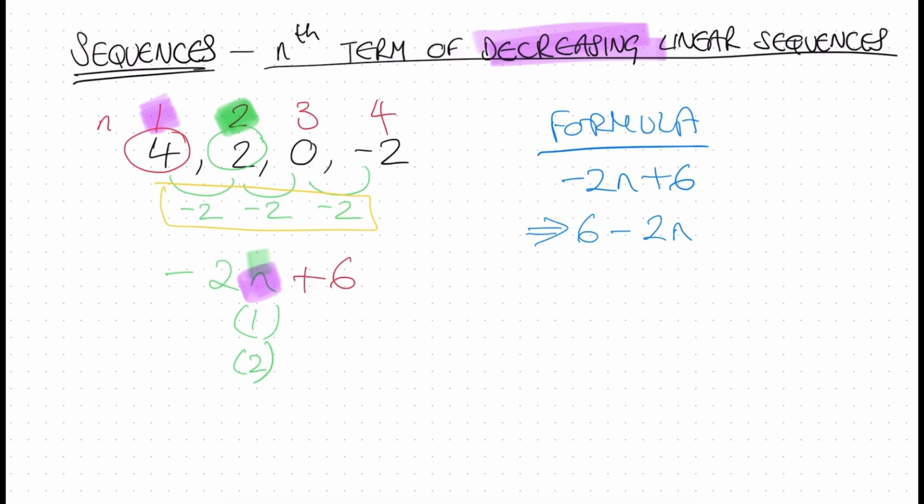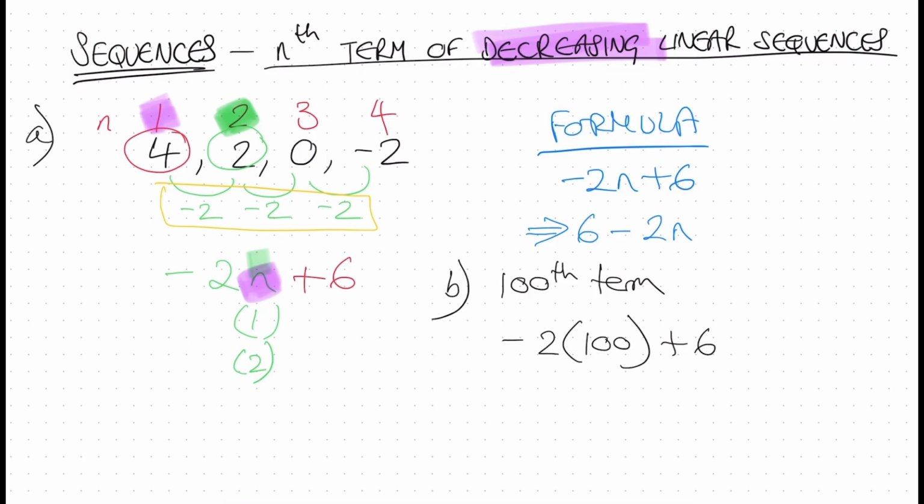Often part B, just like in the previous video, will ask what's the 100th term in the sequence. So for the 100th term of this sequence, all we need to do is substitute 100 into our formula. So our formula is minus 2n plus 6. So we will be writing minus 2 times by 100 plus 6. So minus 2 times by 100 is minus 200. Adding on the 6 leaves us at minus 194.